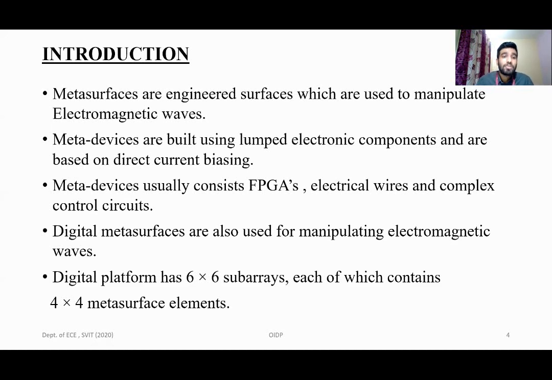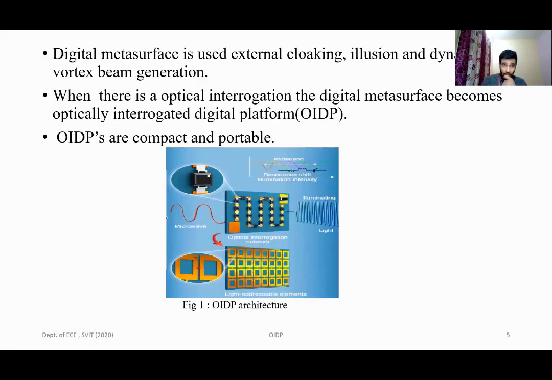Digital metasurfaces are also used for manipulating electromagnetic waves. This digital platform has 6x6 subarrays, each of which contains 4x4 metasurface elements. These digital metasurfaces are used for external cloaking, illusion, and dynamic vortex beam generation. These are all electromagnetic functions.